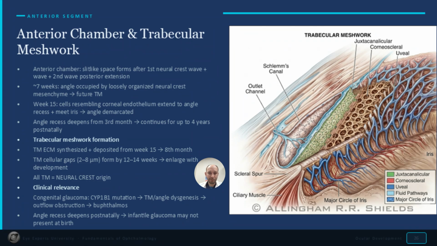and it continues to develop and deposit even all the way up to the eighth month. So there's a lot of time to damage the anterior chamber and the drainage system of the eye, thus leading to different types of glaucoma. CYP1B1 is a glaucoma mutation that causes angle agenesis, but you can also get it from other causes. That's why glaucoma is multifactorial, just because the development time is so long and so many genes are involved.